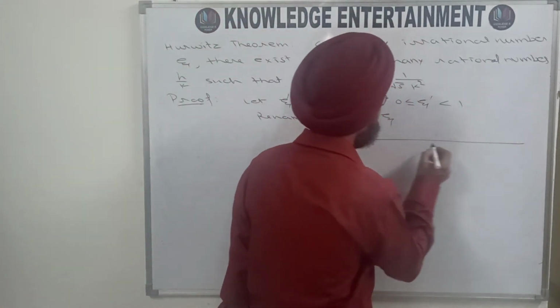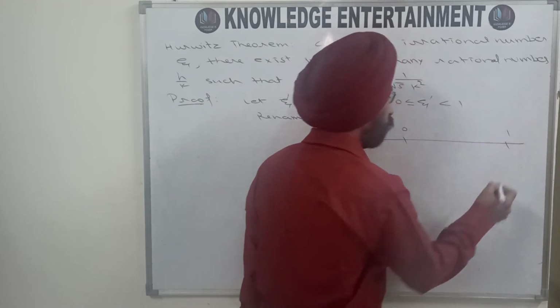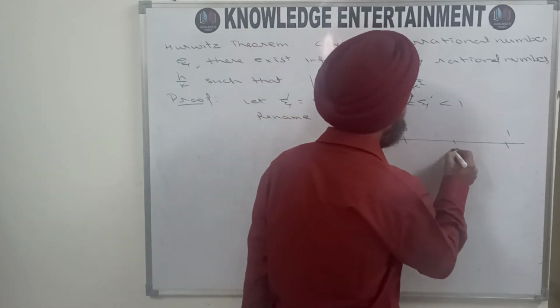So here is your 0, here is your 1, and here you are having your xi.